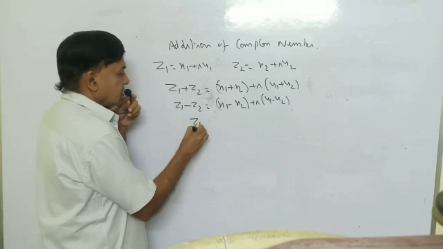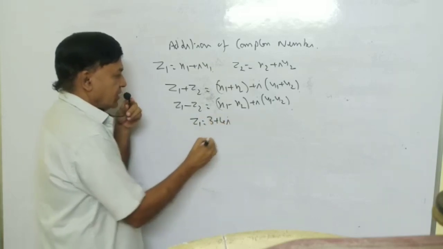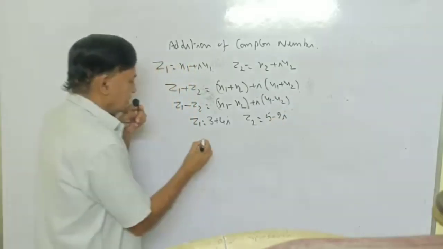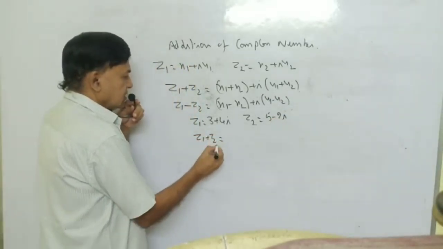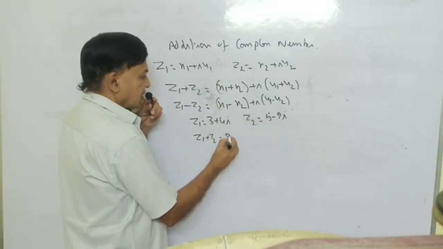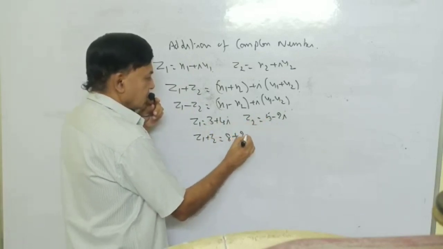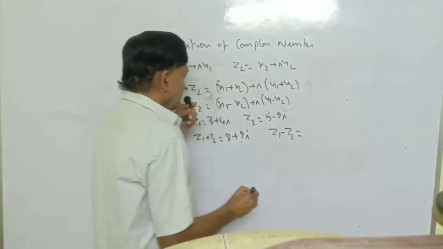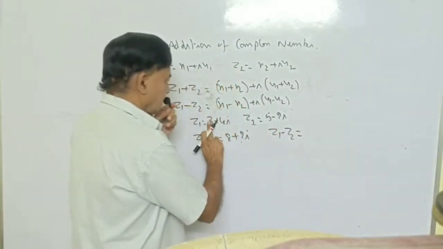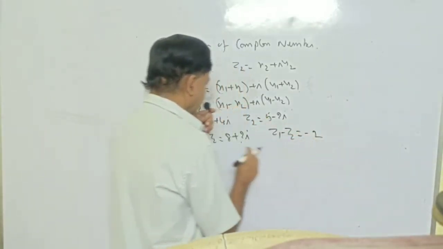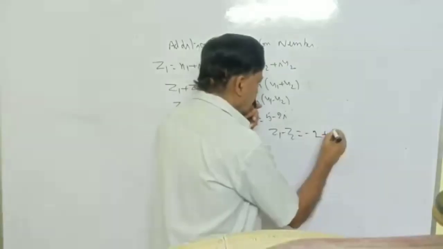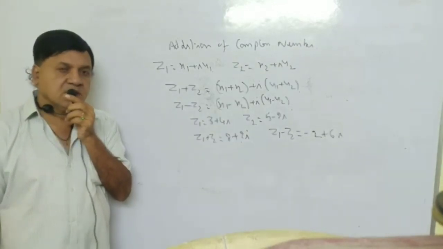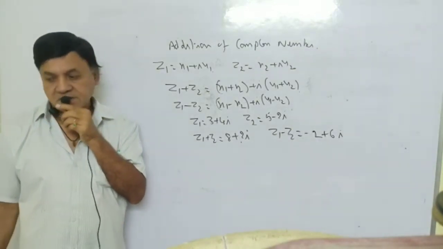For example, Z1 is equal to 3 plus 4i, Z2 is equal to 5 minus 2i. Let us say I want Z1 plus Z2. So 3 plus 5 is 8, and 4 minus 2 is 2. Now I want Z1 minus Z2. That is 3 minus 5, which is minus 2, and 4 minus minus 2, which is plus 6. So addition of two complex numbers can be done like this.